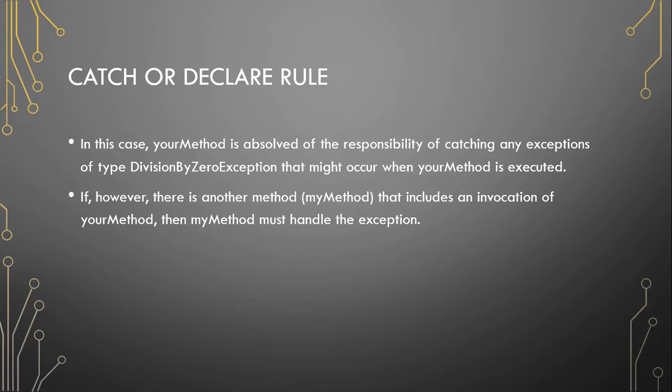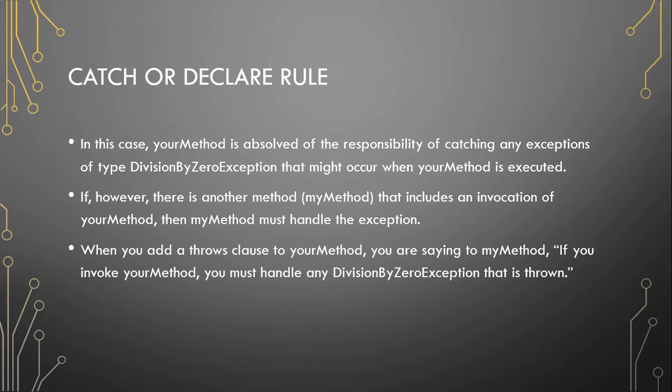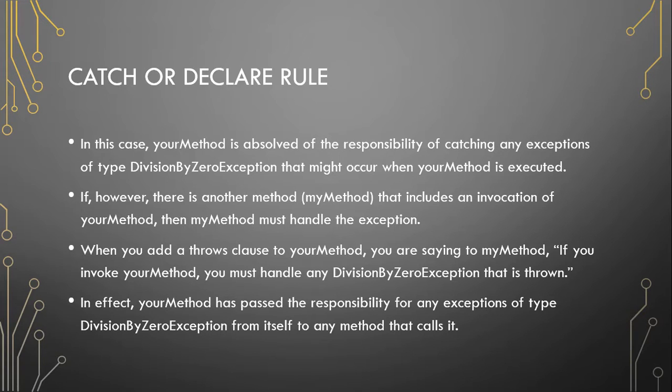If, however, there's another method, let's call it myMethod, that includes an invocation of your method, then myMethod has to handle the exception. So myMethod would have the exception handling inside of it. When you add a throws clause to your method, you're saying to myMethod, if you invoke your method, you must handle any division by zero exception that is thrown. In effect, your method has passed the responsibility for any exceptions of type division by zero from itself to any method that calls it. It's passing the responsibility from you to the person invoking it.